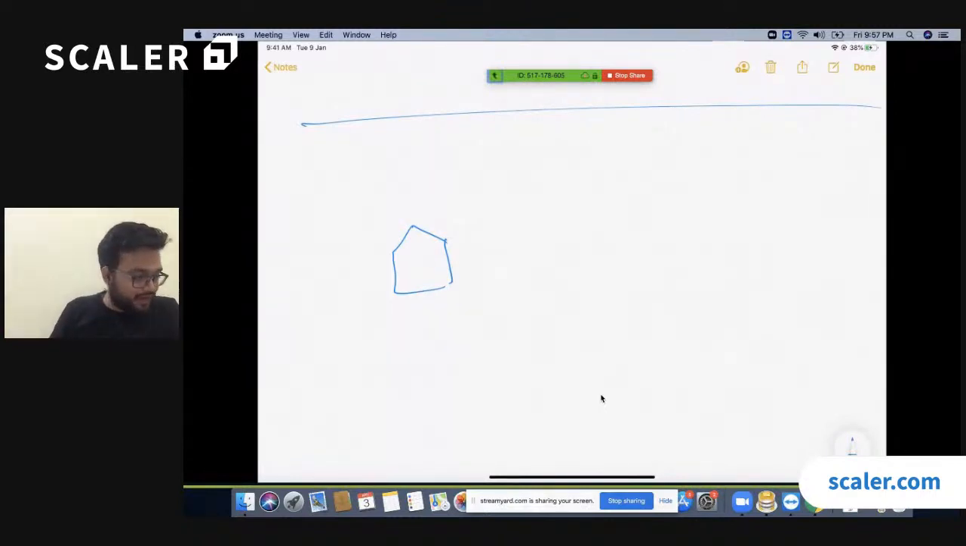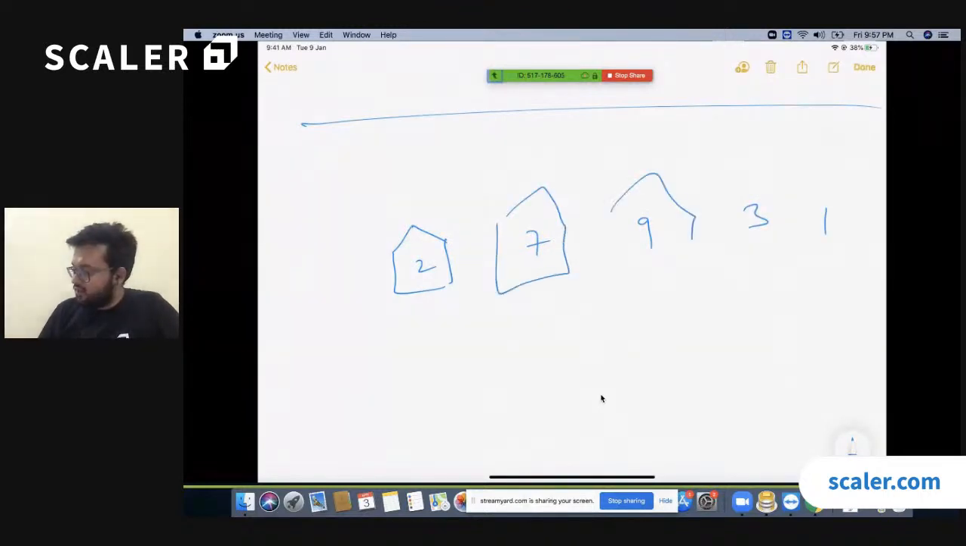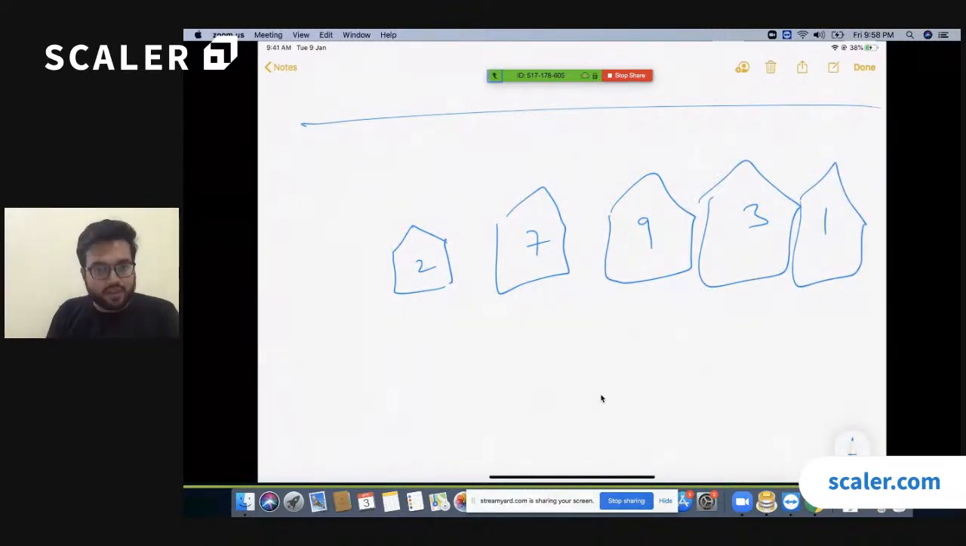So let me just give you the gold coins in these houses. Let's say the first one had 2, the second one had 7, then 9, then 3, then 1. These are the houses that I had, and these are the gold coins that they had. Now I cannot make a greedy choice. I will have to explore all the options.